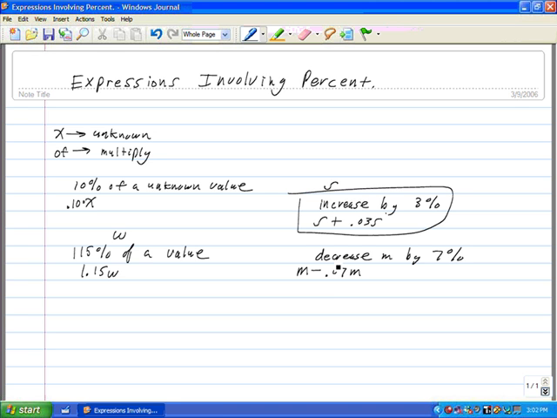So with percentages, you always remember, put it in a decimal form. Don't forget to include your variable. And especially when you're increasing and decreasing by percentage, don't forget to include the variable in that case.